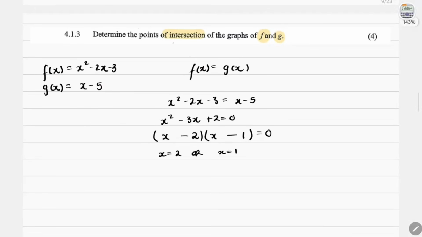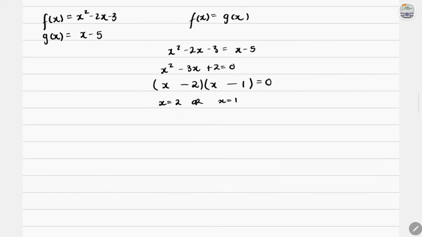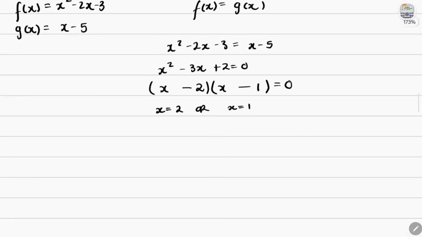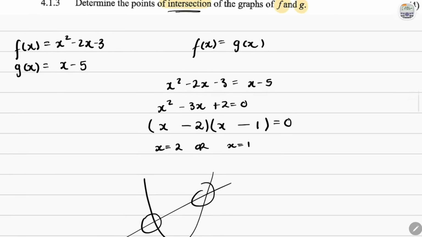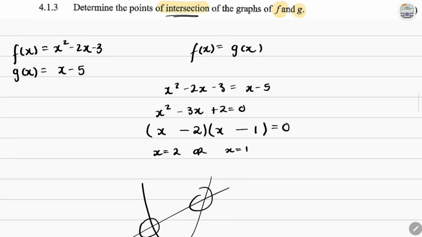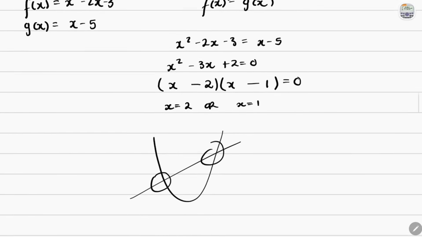So these are the x values of the points of intersection, but they want the full points, so we need to find their y values as well. So remember that at this point, their x and y values are the same, okay? So it means that for this x value of 2, you remember how we showed that they intersect? For that x value, we can simply just substitute this into either one of the graphs because they will still have the same y value at that x value of 2.